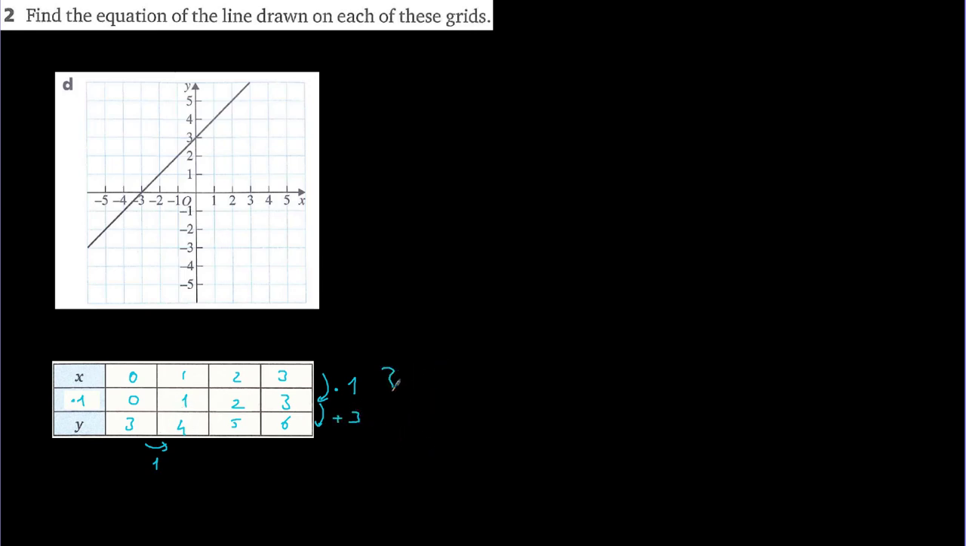So the equation with respect to that one is y is equal to x times 1 plus 3, which is equal to y is equal to 1 times x plus 3, which is y is equal to x plus 3.